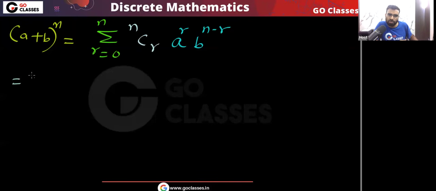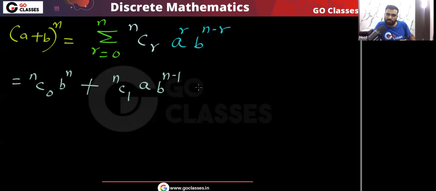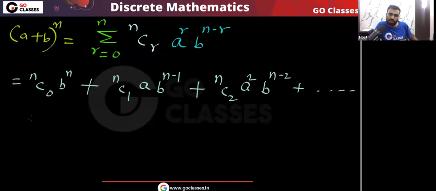If I put r equal to 0, then I will get nC0 b^n plus, if I put r equal to 1, then I will get nC1 a b^(n-1), plus if I put r equal to 2, I will get nC2 a^2 b^(n-2), and so on, plus if I put r equal to n, then I will get nCn a^n. Is this clear? So this is the expansion that we are going to get. I hope you understood. Very simple.